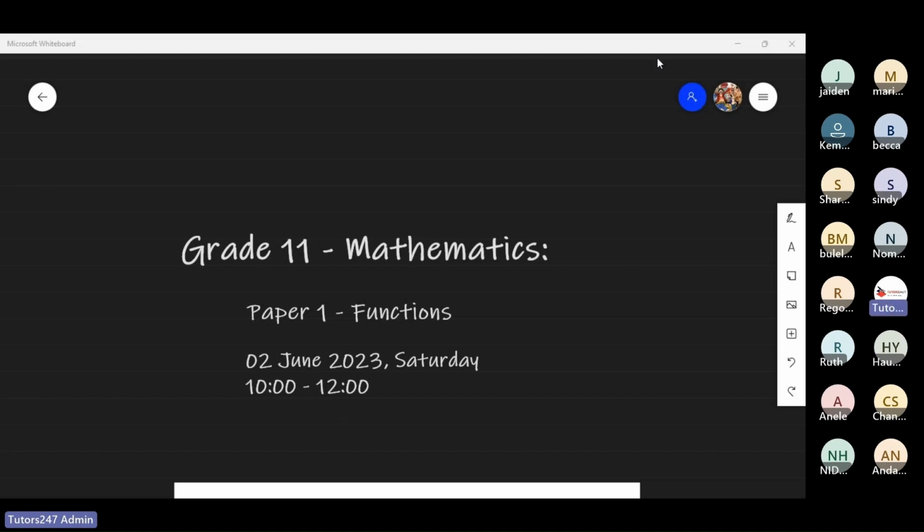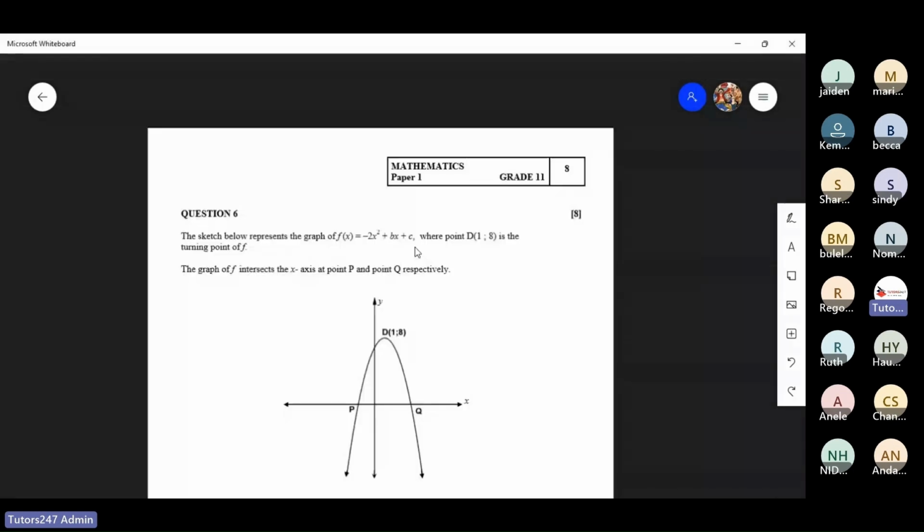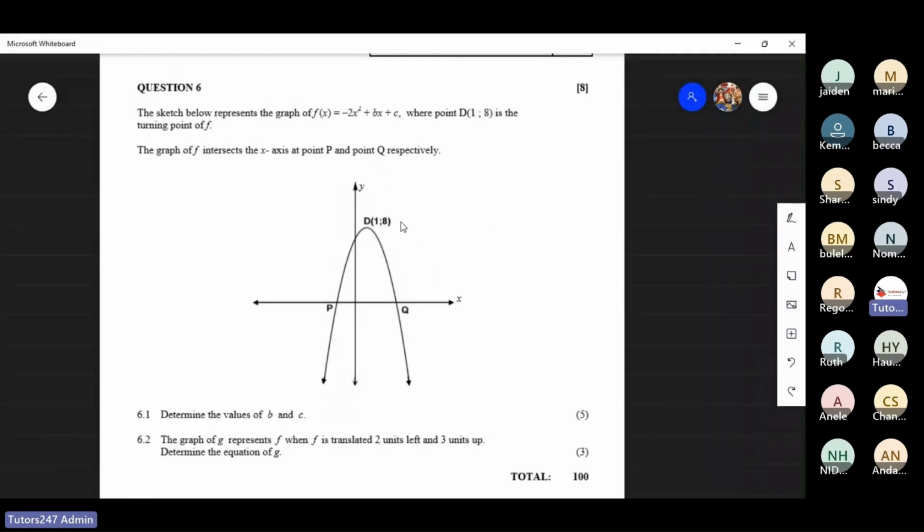So our first question is from a June question paper. We've got question 6. Now, question 6 is a parabolic function. The reason that we know it's a parabolic function is because of its shape. It looks like a sad face or a smiley face. That's the characteristic of a parabolic function.